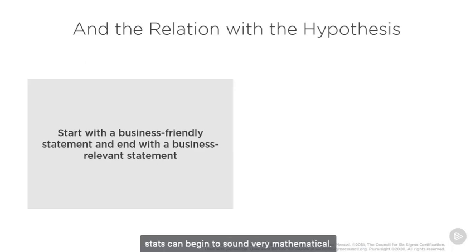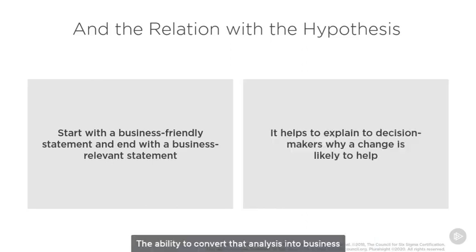A hypothesis test can begin to sound very mathematical. It's important to start with a business-friendly statement and then with a business-relevant statement regarding the conclusions. In the next module, I'll share with you tips for converting various Six Sigma and statistical conclusions to business-friendly presentations and knowledge, which is especially helpful when a Lean Six Sigma team is proposing changes based on statistical analysis. The ability to convert that analysis into business-friendly language helps teams explain to decision makers why a change is likely to help.